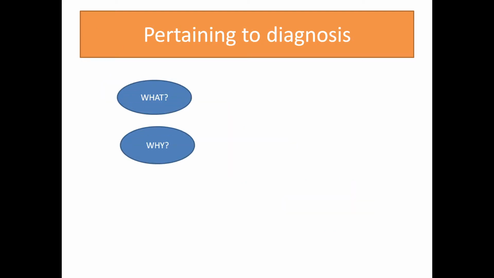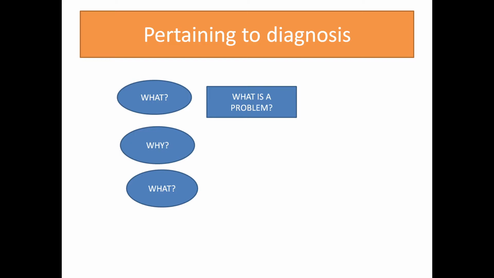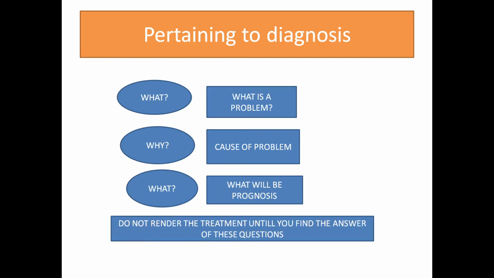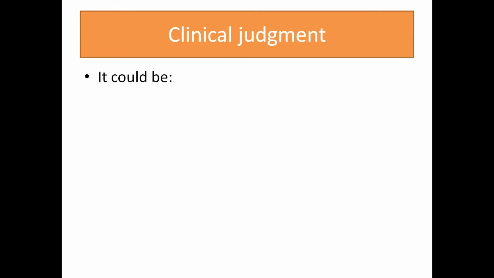For diagnosis, at least you should know the answers to these three questions: what, why, and what. First, what is the problem? Detect the problem. Then detect the cause of the problem, because a problem can only be solved when you know its cause. And then the prognosis: when you are planning the treatment for the problem, you should know, as we discussed earlier, that the prognosis is important before treatment. So do not render the treatment until you find the answers to these questions.